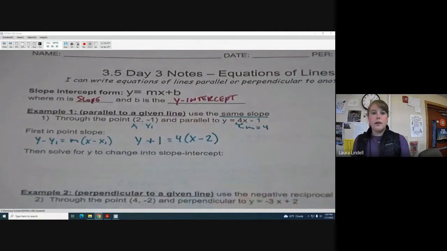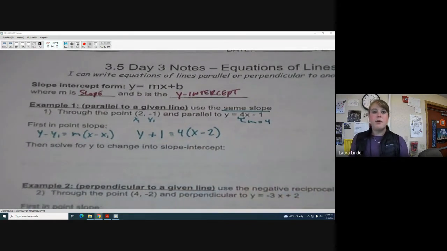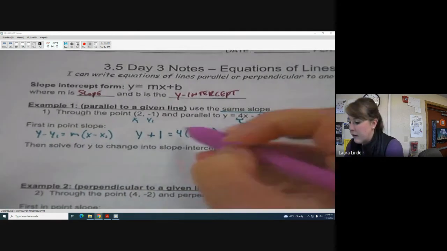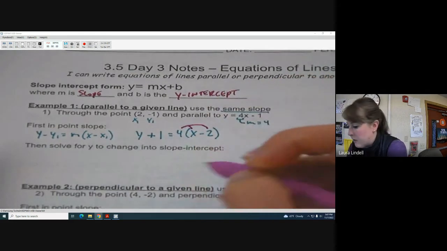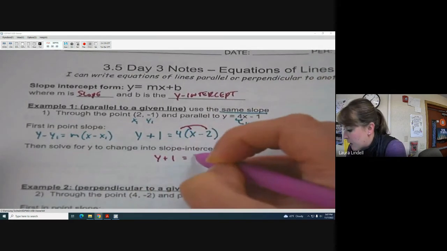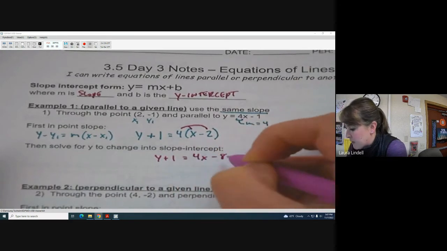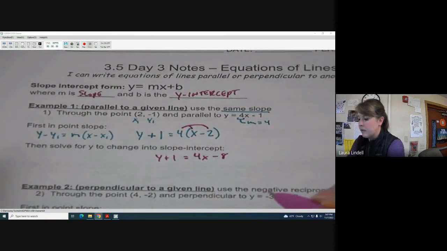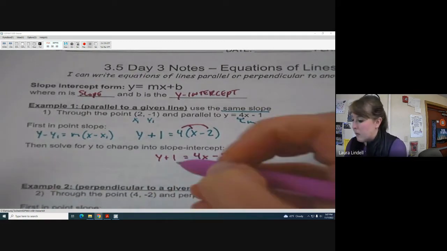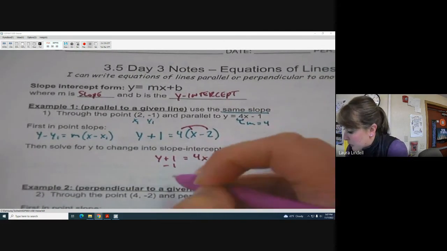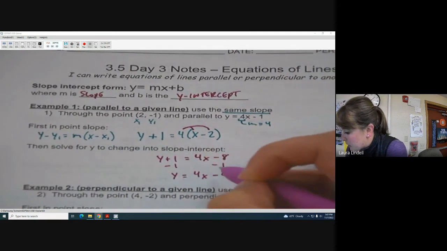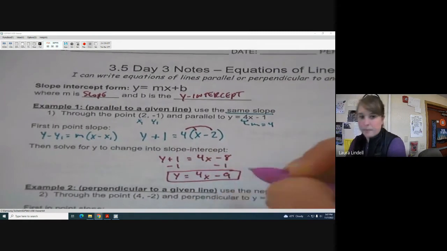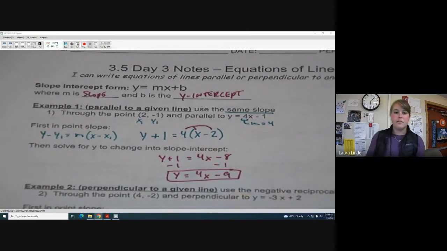Okay, so now we have it in point slope form. To put it into slope-intercept form, we just have to solve for y. So what I'm going to do first over here in solving for y is I'm going to distribute the 4 to both of these. So we get y plus 1 equals 4x minus 8. Okay. Then I'm going to subtract 1 from both sides so that we get y equals 4x minus 9. That is our final answer. And that's all we have to do.